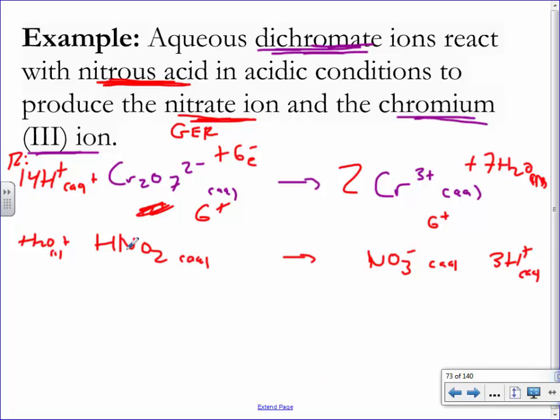Okay, so double check here. 1 nitrogen to 1 nitrogen. 1, 2, 3 oxygens to 3 oxygens. 1, 2, 3 hydrogens to 3 hydrogens. But what have I also missed? Charge.